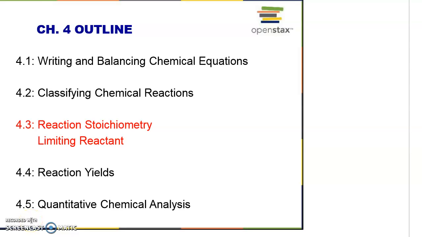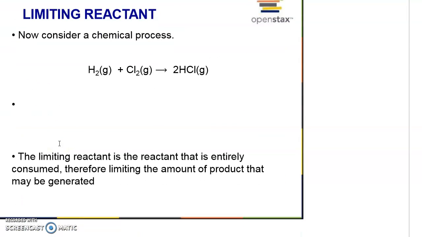In this video, you will learn about reaction stoichiometry, particularly the limiting reactant. Let's look at this chemical equation. It is already balanced. If there's no coefficient in front of it, it is 1. So in this case, it means 1 mole of hydrogen will react with 1 mole of chlorine and will produce 2 moles of hydrochloric acid.